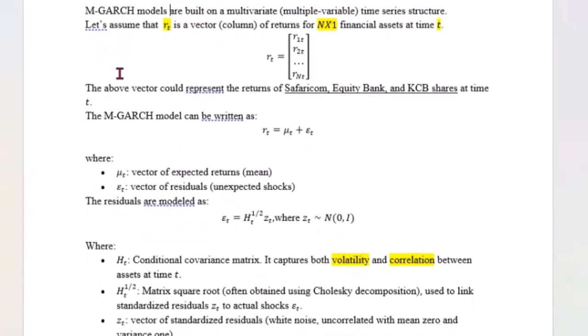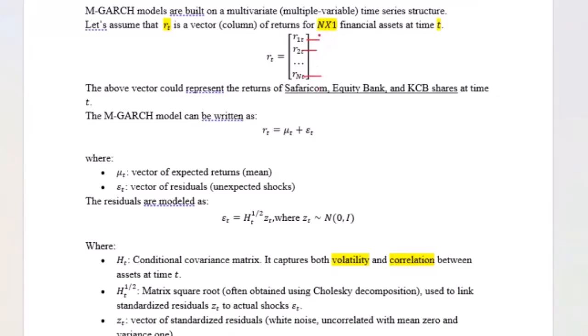So let's assume that we have R_t. T means time. It's a vector. A vector means a column of returns. So the returns are n multiplied by 1 financial assets at time t. So we have several returns here. You can see this one is one return, this one is another, all the way up to n, the number of returns that we have.